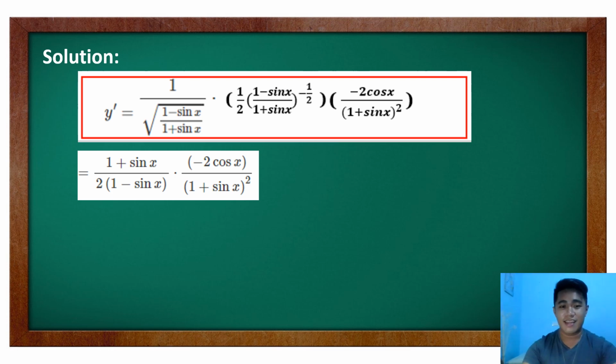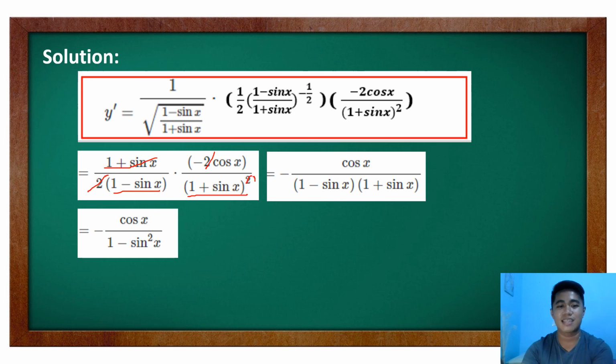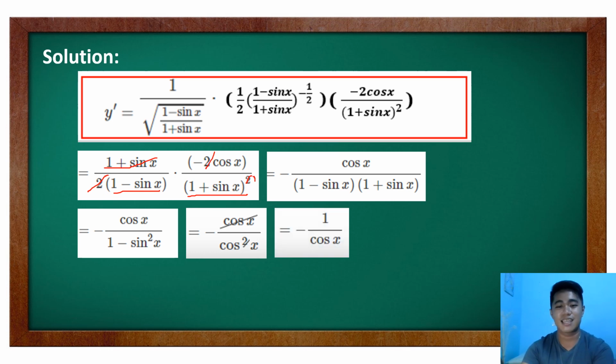Alright, if we simplify that again, we can just cancel the 2, and then we can cancel this, and this will become 1. So we can have cos x over 1 plus sine x, and another one for the 1 plus sine x. Simplifying that, we can simply say that it is negative cos x over 1 plus sine squared x. And simply, that 1 minus sine squared x there is just cos squared x, so we can say that it is negative 1 over cos x. So therefore, 1 over cos is secant, so we have negative sec x as our answer.